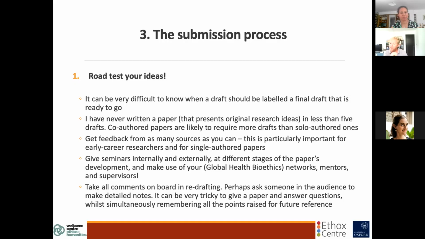And a quick tip on giving seminars when you're writing a paper, in the process to improve the writing of a paper. It can be difficult sometimes when you're giving a paper, answering questions, to remember what points are being made, even though you want to refer back to them when you come to redrafting. So perhaps ask somebody in the audience to make a note of all the comments so you can remember them.